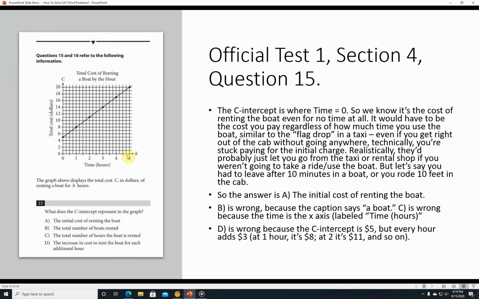No, that would be the value of H along the H or X axis, labeled time in hours. D, the increase in cost to rent the boat for each additional hour.